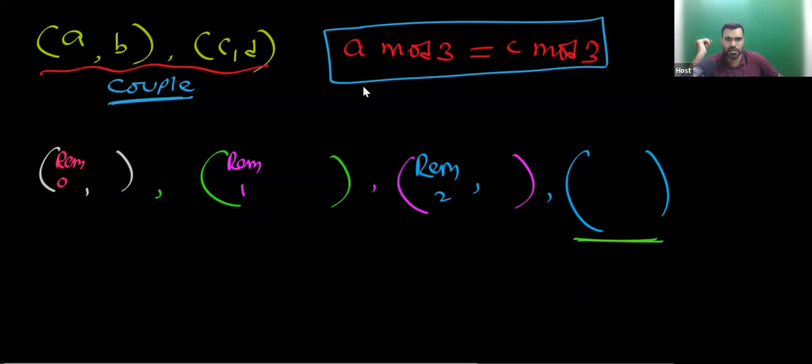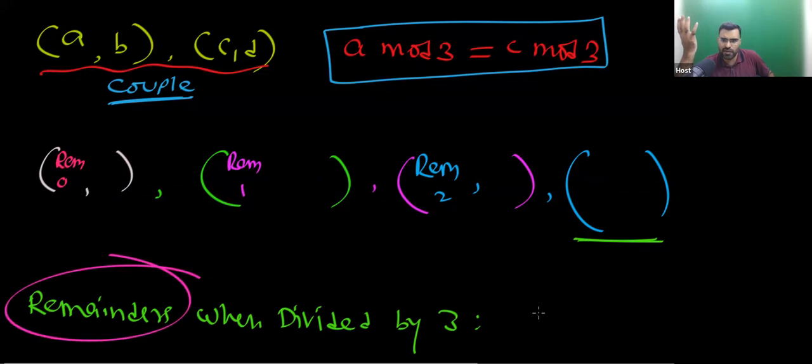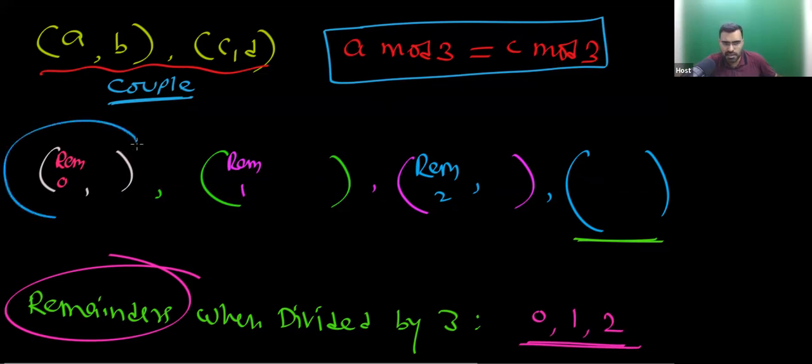So are you getting my point? See, whatever I do, you know that when you divide by 3, these are the only possible remainders. Either this will be the remainder, or this, or this. So you can easily notice that in this ordered pair, this is remainder 0 when you divide by 3. This is remainder 1. This is remainder 2.